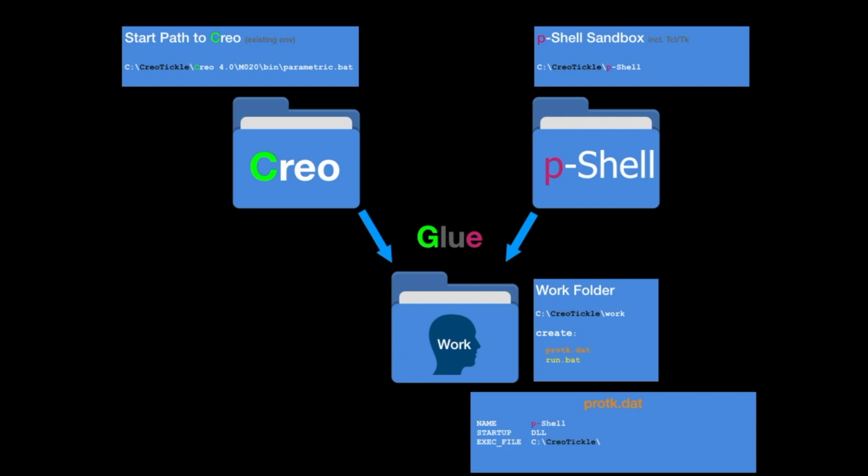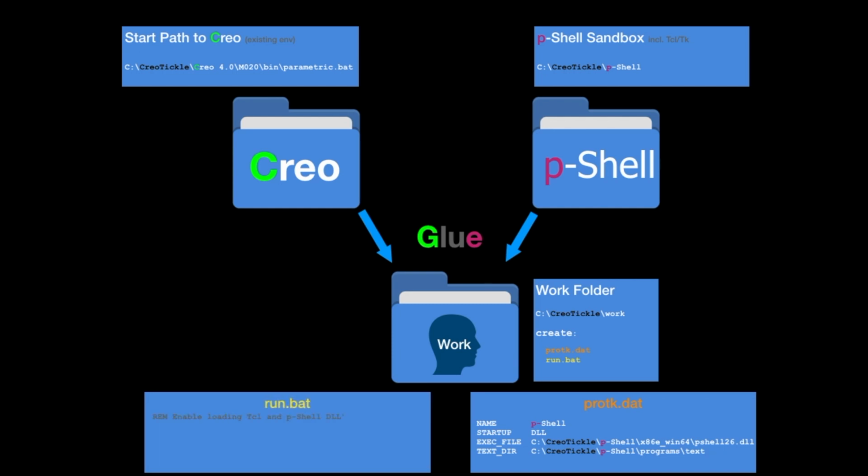If you name this file protk.dat, Creo will recognize this file automatically, if it can be found in your working directory. The second file will basically execute our Creo bat file, but it will first change to our working directory and expand the Windows path variable to enable dynamic loading of the required DLLs.